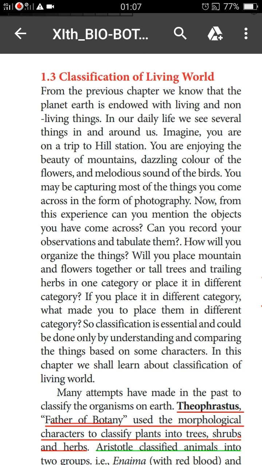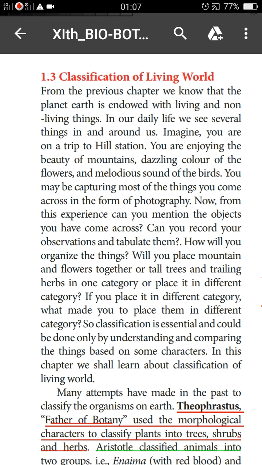One thing I want to say here is before studying classification, we have already studied virus. Do you know why? Yes, you know the reason very well, because virus exhibit both living and non-living features. So it is kept in between the living and non-living things in the classification of living world.